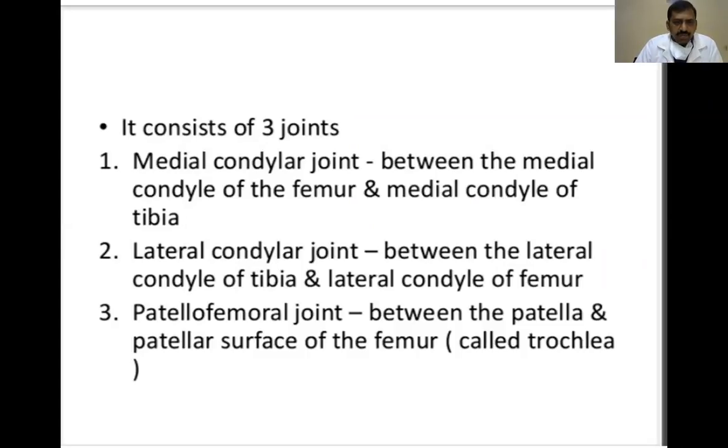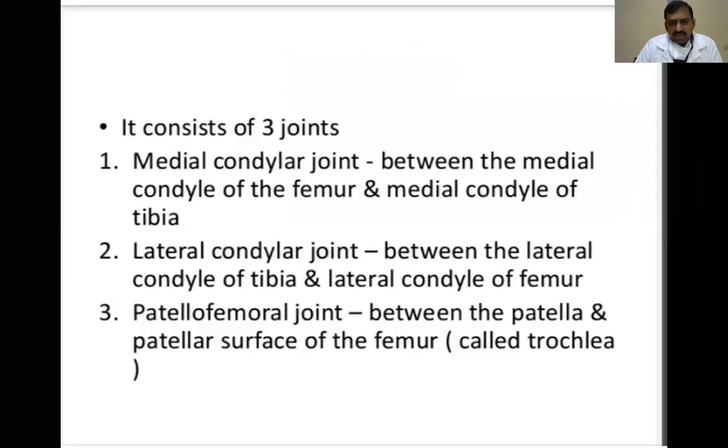The first one is the medial condylar joint, between the medial condyle of the femur and the medial condyle of the tibia. Then the lateral condylar joint, between the lateral condyle of the tibia and the lateral condyle of the femur. And the patellofemoral joint, between the patella and the patellar surface of the femur, which is also called the trochlea. This combination of three joints is the knee joint.